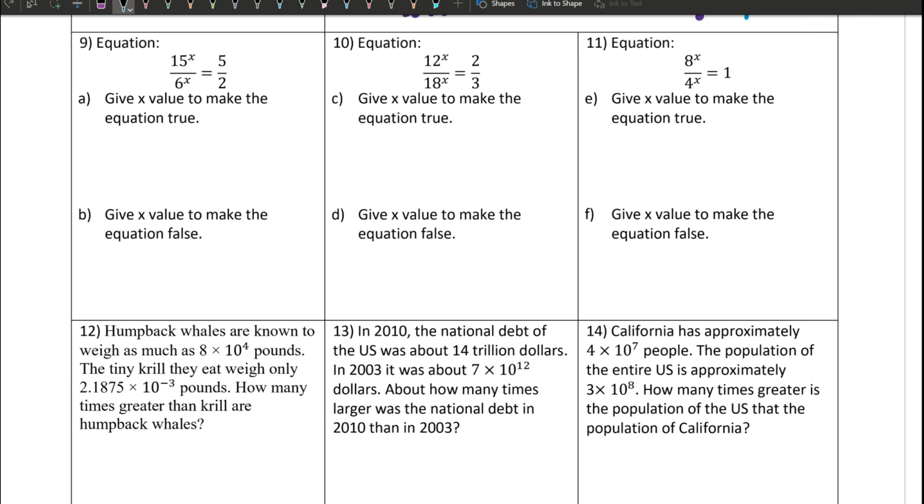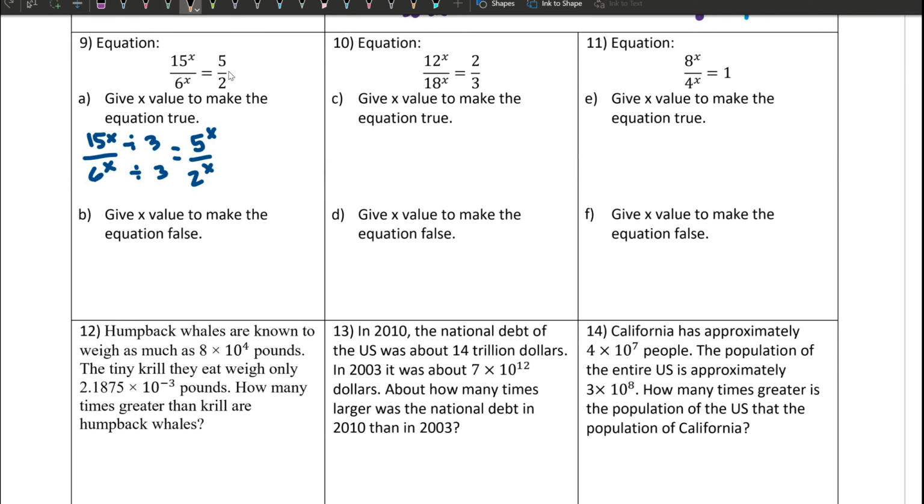Equation: 15 to the x power over 6 to the x power equals 5/2. Give the x value that makes the equation true. Okay, so first we're going to reduce our fractions. 15 over 6 can be reduced by 3. That will give you 5 to the x power over 2 to the x power. 15 divided by 3 is 5, 6 divided by 3 is 2.